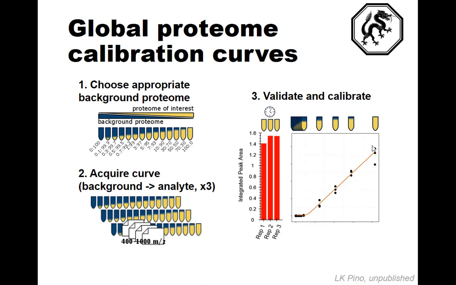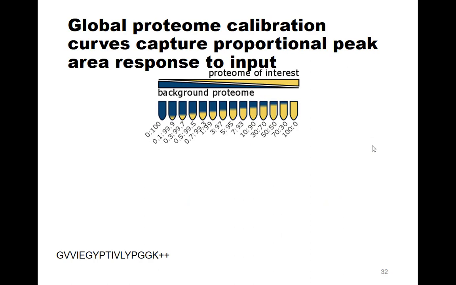And then I can use, for example, the undiluted proteome of interest. I can measure that over several days, because it took several days to acquire all of this data on a two-hour gradient. I can compare those peak area CVs to see which of the peptides in the yeast proteome are stable and robust. And then because this is a curve, I can construct calibration curves. I can model calibration curves from this.